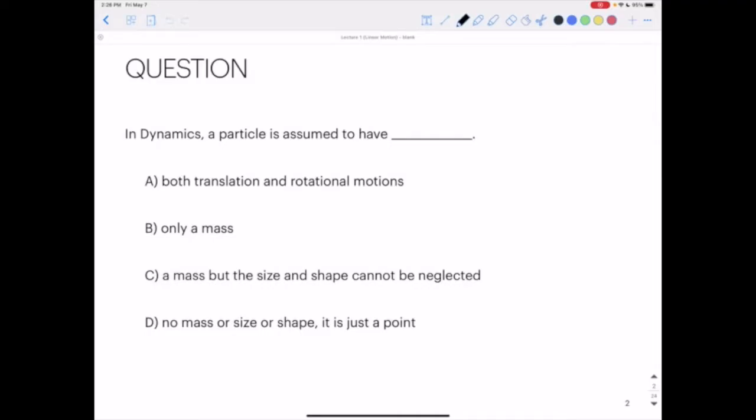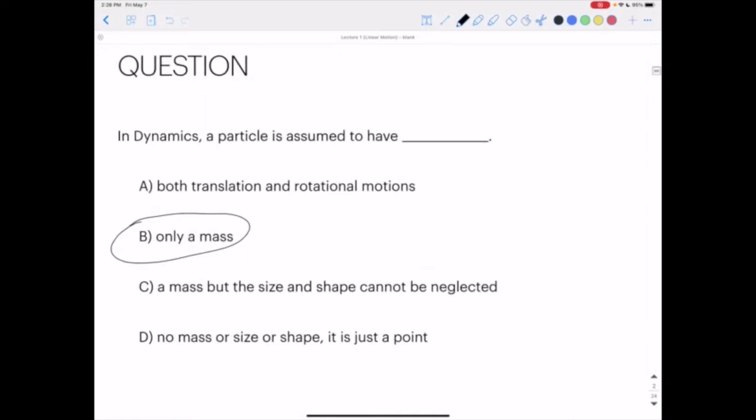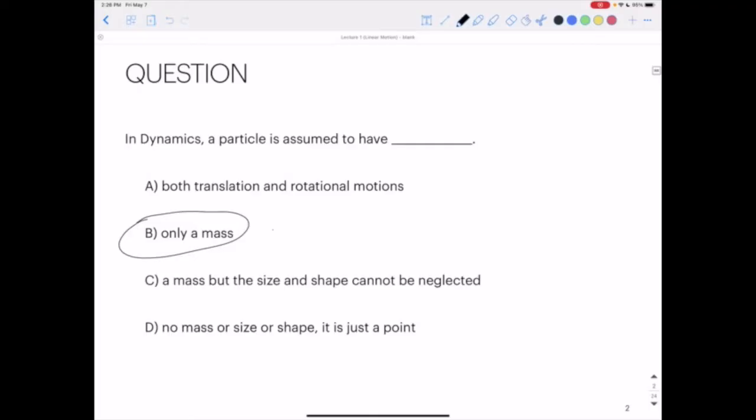Well, in dynamics, when we consider the motion of a particle, it is something that has mass, but its size is so small that we can consider it a point mass. So it only has translational motion and no rotation. So the correct answer here is B. A particle only has mass, it has no measurable shape or size, and so we can also write it only has translation. Only translation and no rotation.